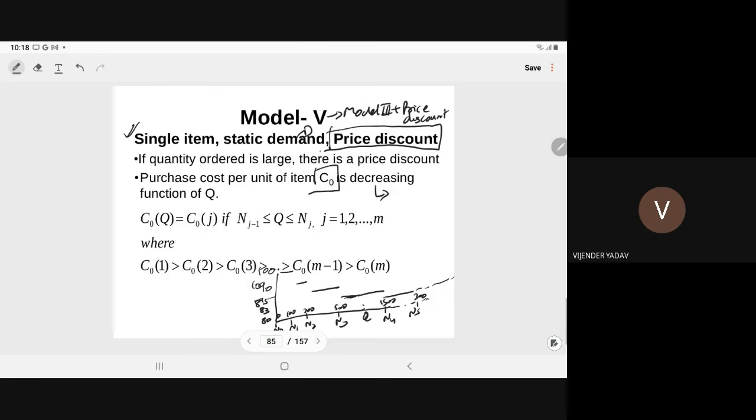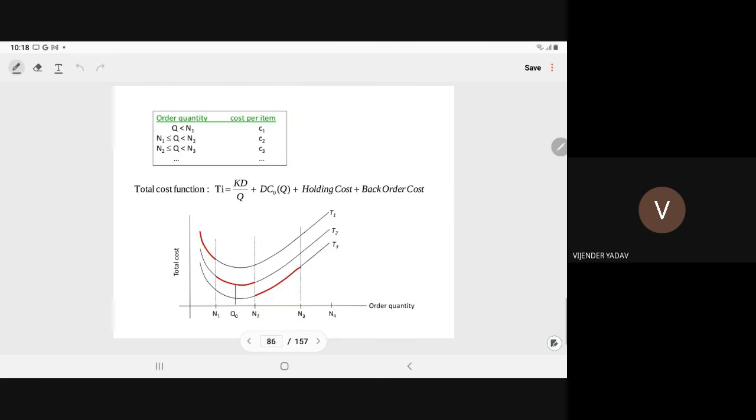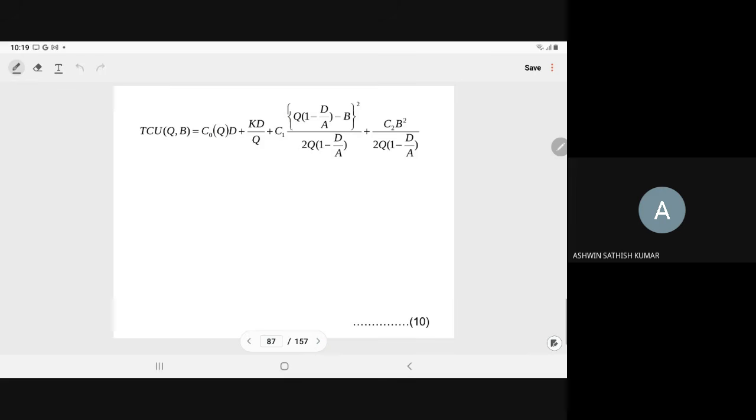So when we have the price discount, is it clear what the meaning of the price discount is? Yes, sir.